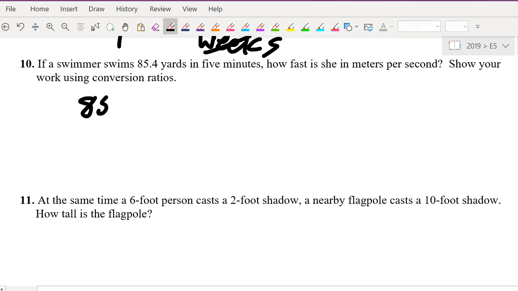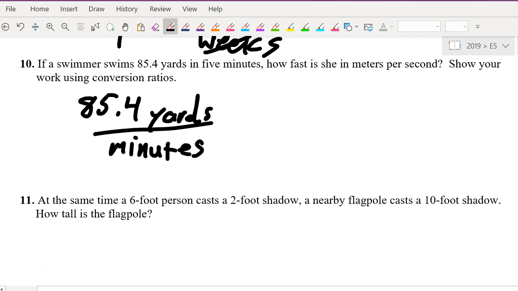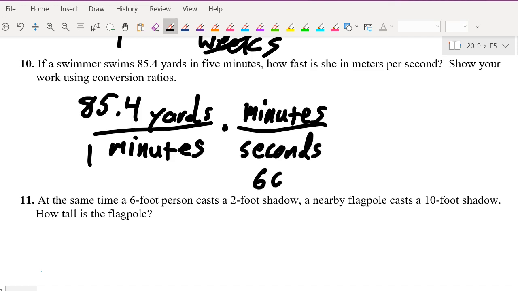Swimmer swims 85.4. What do we write? Who thinks they can set up these conversion ratios for us? Adiva. Good. Over minutes. Where does minutes need to go to cancel? On the bottom, into the numerator, right. So be careful: minutes over seconds, and we know that there's 60 seconds in a minute, so we write 60.